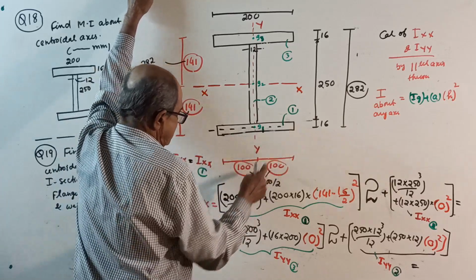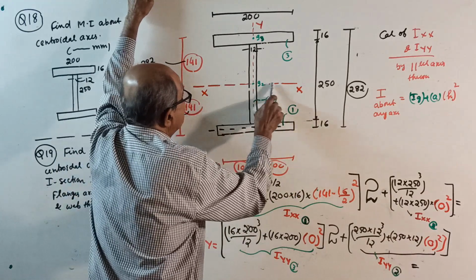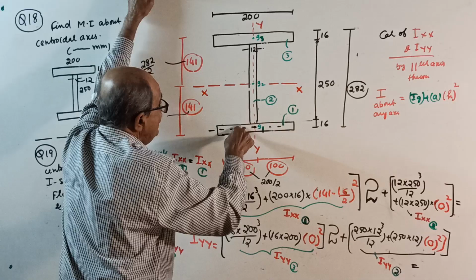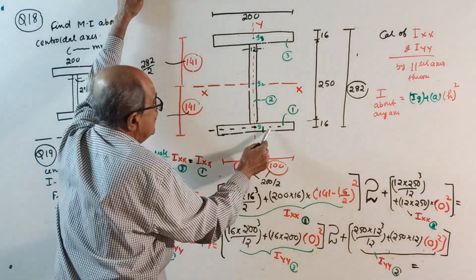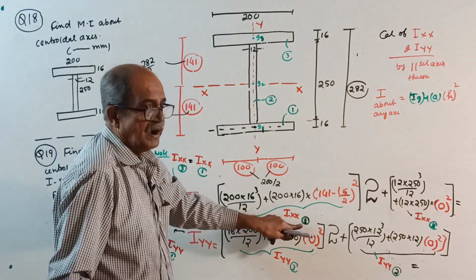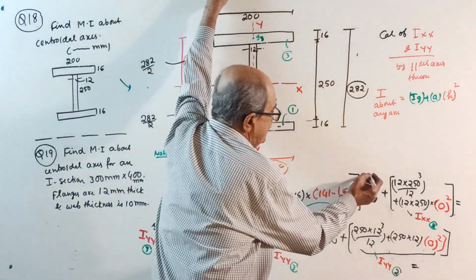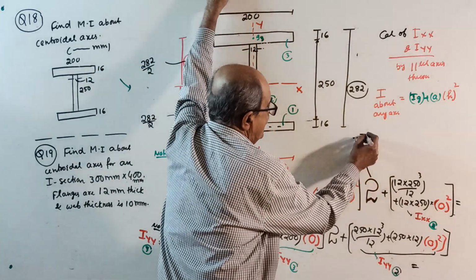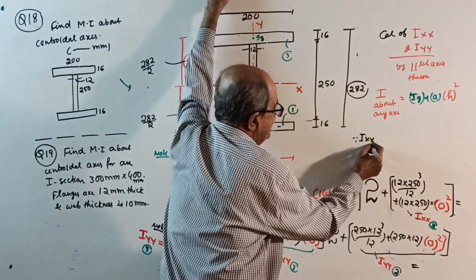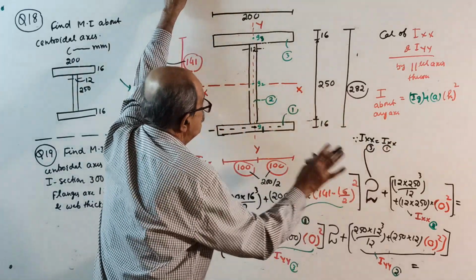200 into 16 cube by 12 plus area into the distance from the centroid to XX squared, which is (141 minus 16 by 2) whole square. This will give IXX for 1. Do not waste time, multiply by 2. Why? Because I about XX for 3 is equal to I about XX for 1. You write there, into 2.